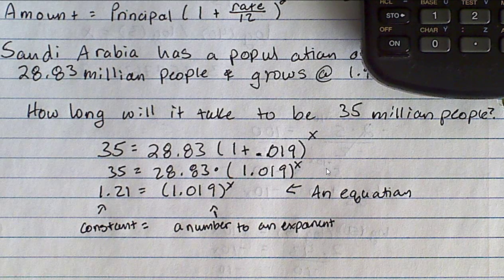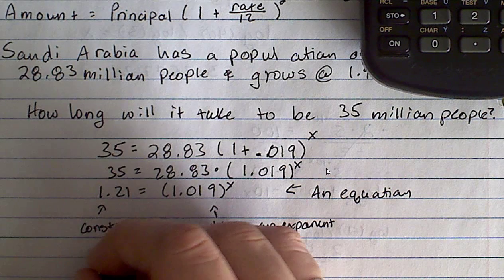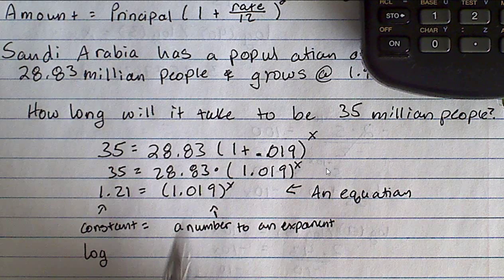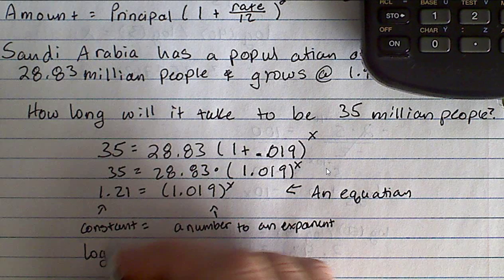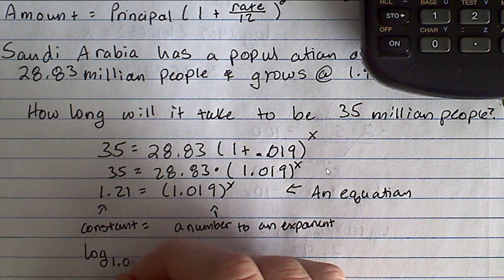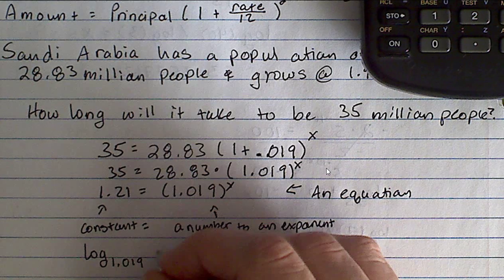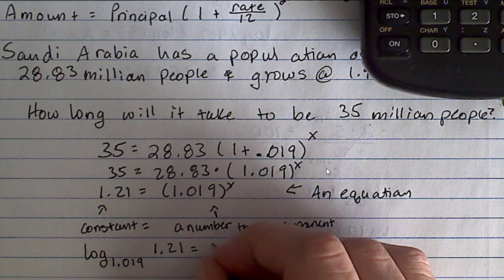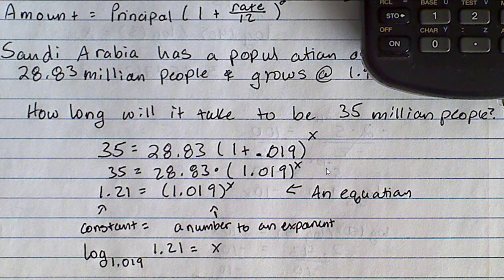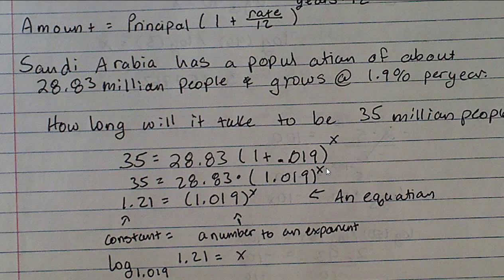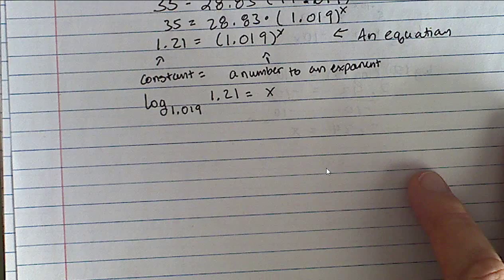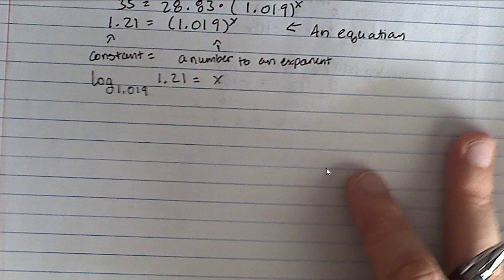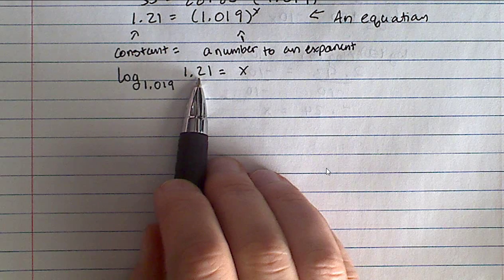Now we need to use a logarithm to rewrite it. So it would be log, and what would the base of the log be? 1.019. Right. So log base 1.019 of 1.21 would be equal to x. Now on your calculator, you'd evaluate that by doing log of the bigger number divided by log of the little number.